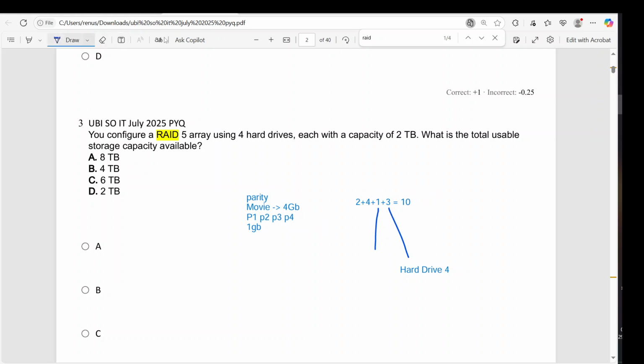Let's suppose any mishap happens. Let's suppose this hard drive crashed. Now this parity bit, which is also stored in a separate hard drive, lets us recover the data. I add 4 plus 1 plus 3, which becomes 8, and I know that the total should be 10. So I can recover this value from the parity bit.